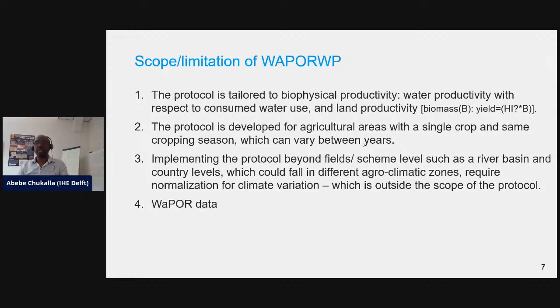So implementing the protocol beyond field scheme level, such as river or country level, requires understanding all those assumptions, because there you cannot find the same planting dates, and the agroclimatic conditions are different. It means simply we cannot compare the values, because there are productivity differences which are not manageable by farmers, which include climate. And WaPOR data itself has its own limitations and so on.